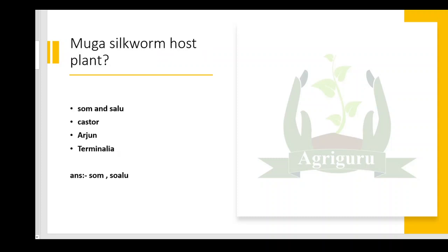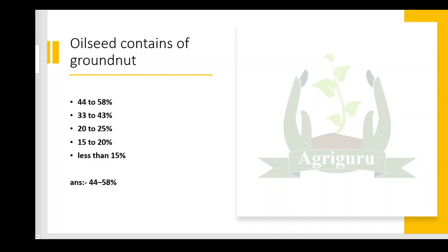For Muga silkworm, the host plant is, again a static question, som or sualu plant. Both are host plants for Muga silkworm. The next question is the oil content of groundnut. The oil content of groundnut is 44 to 58%. An easy question from the general agriculture section.